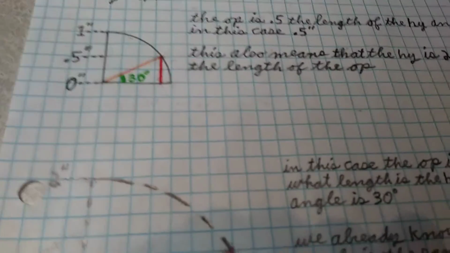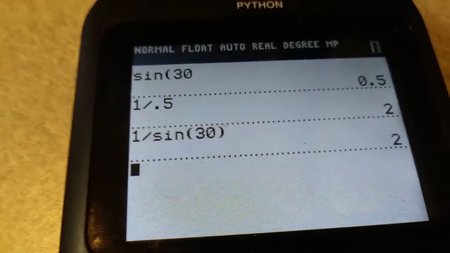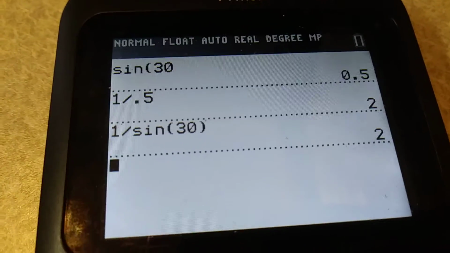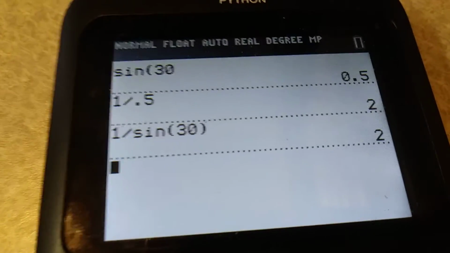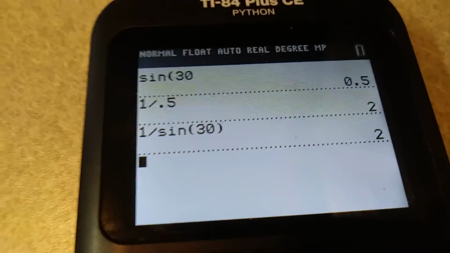So that's why you'll see a lot of people say the cosecant of 30 degrees, and they'll do it this way, 1 divided by sine. I just wanted to clear up why you see people doing that, 1 divided by sine for cosecant. Okay, that's why they do that.